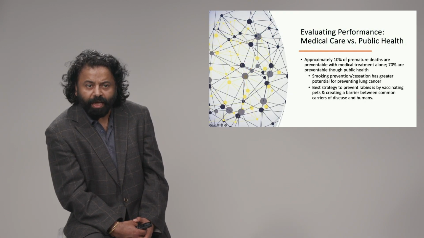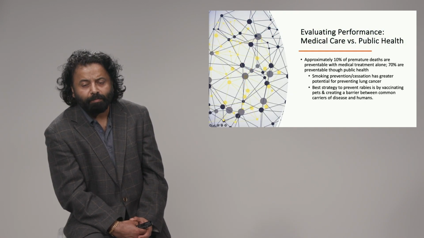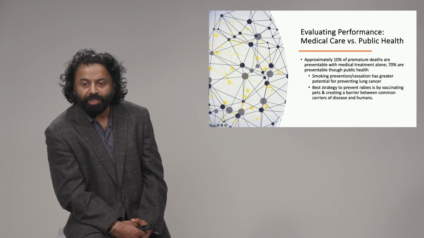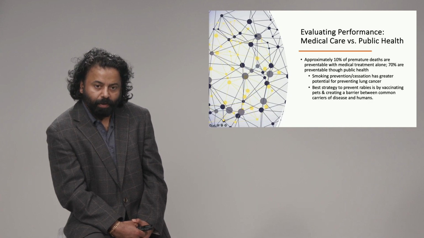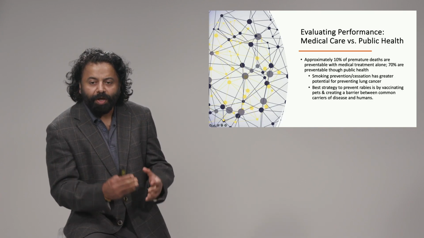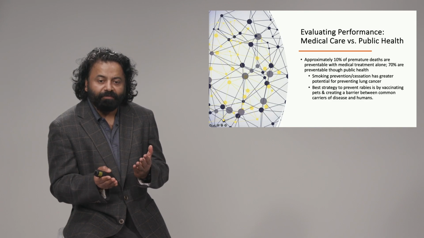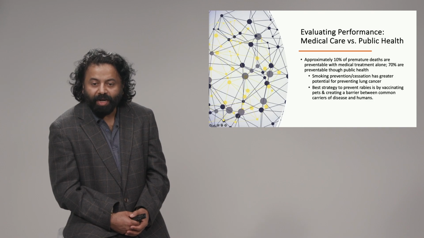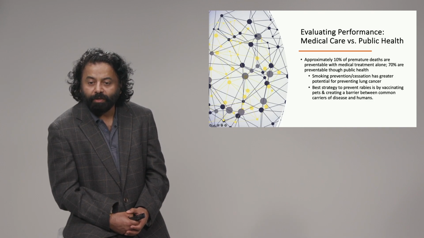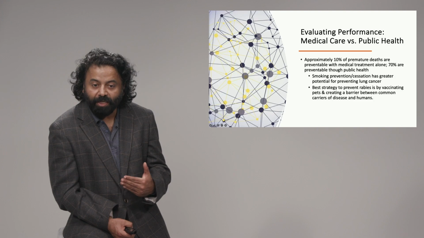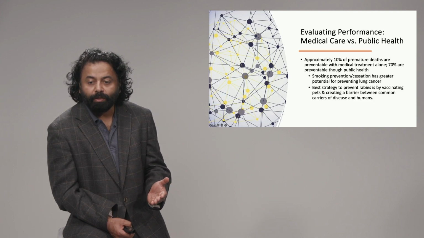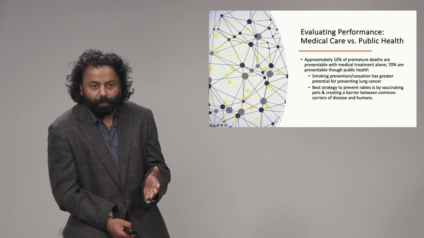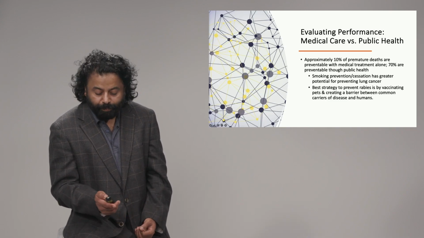About 10% of premature deaths are preventable with medical treatment alone, while 70% are preventable through population-wide public health approaches. For example, smoking prevention and cessation programs have greater potential for preventing lung cancer than medical treatment. Additionally, one effective strategy to prevent rabies is vaccinating pets, creating a barrier between common carriers of the disease and humans. So we have, again, the public health part coming into the picture.